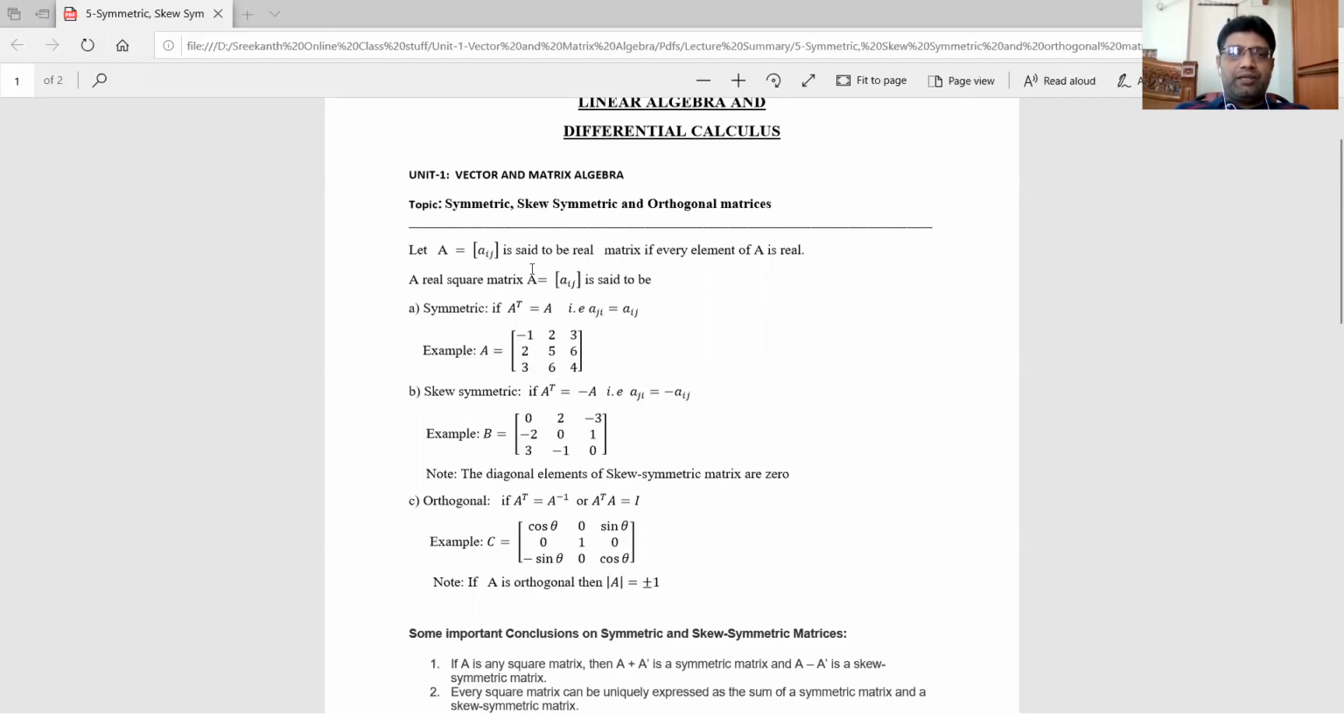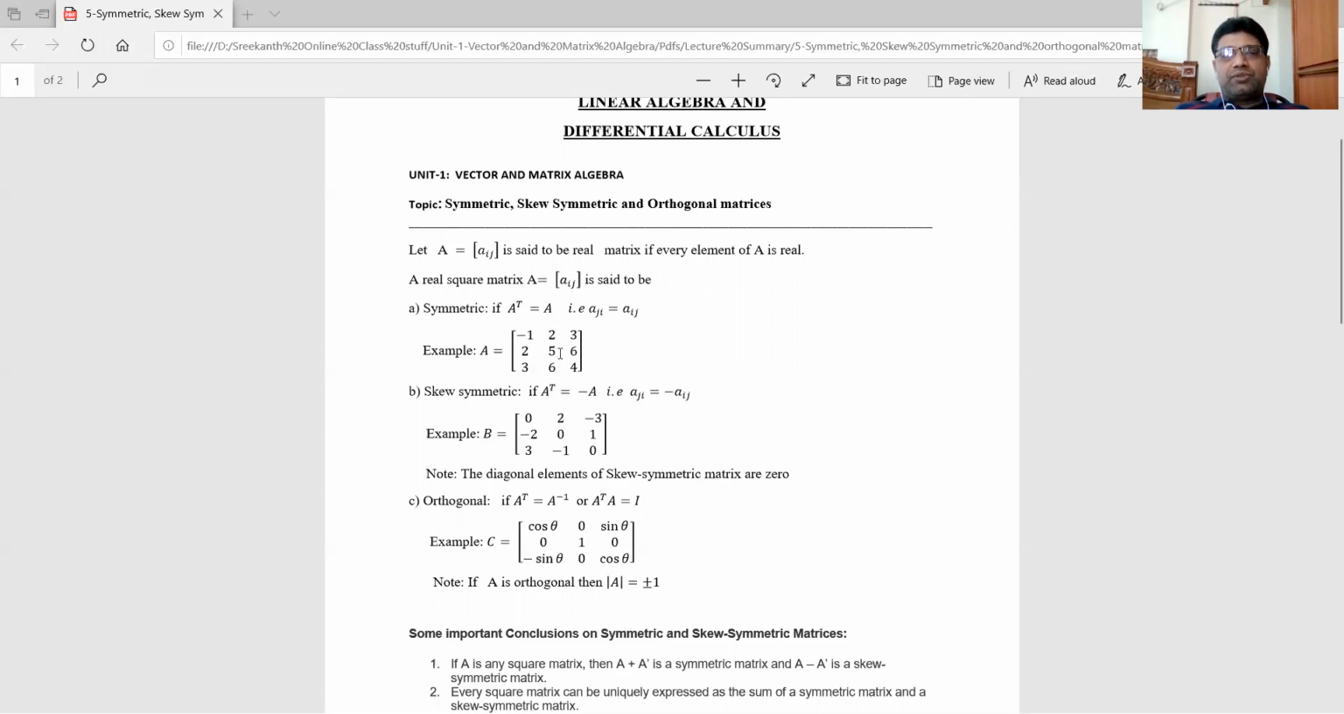So if each and every element of this matrix is real, then we can declare that it is a real matrix. Okay. Now, suppose that A is a real square matrix. That means each and every element of A is real. Now, this real square matrix is said to be symmetric if A transpose equals A, that is Aij equals Aji. That means if you interchange the rows and columns of the matrix A and you get once again the same matrix, then we say that it is a symmetric matrix. So that is Aij equals Aji.